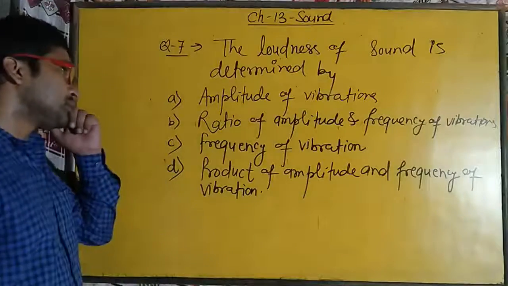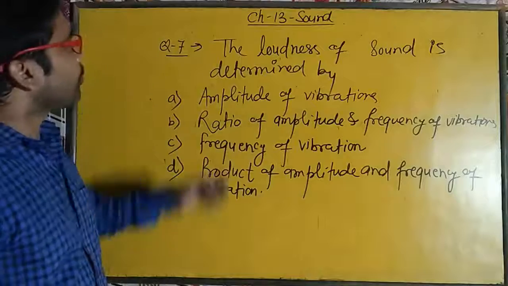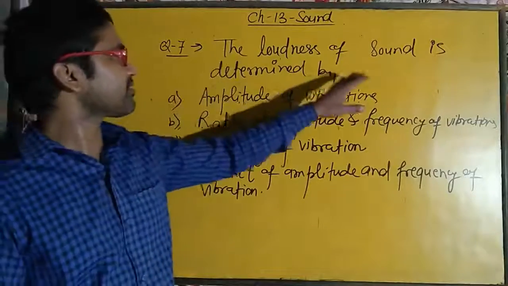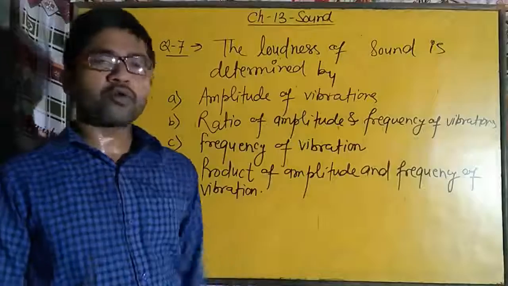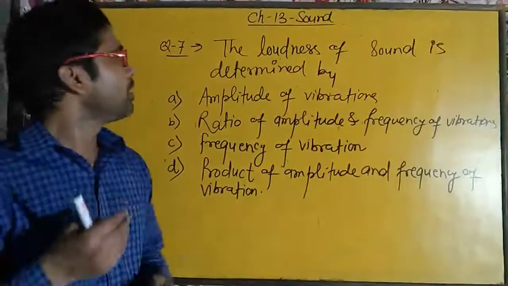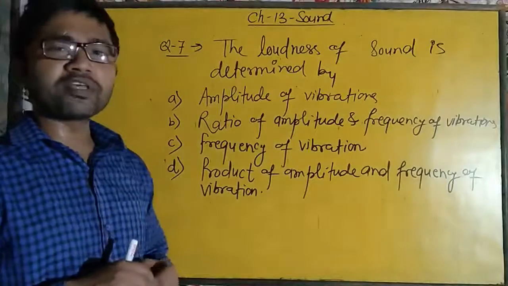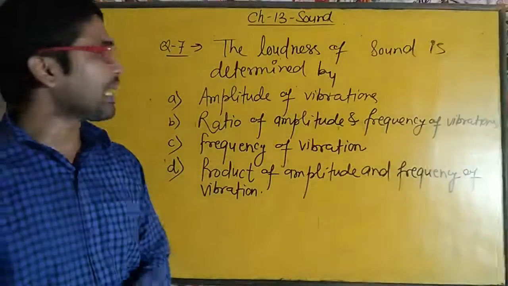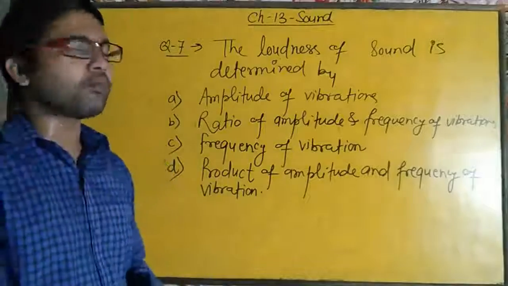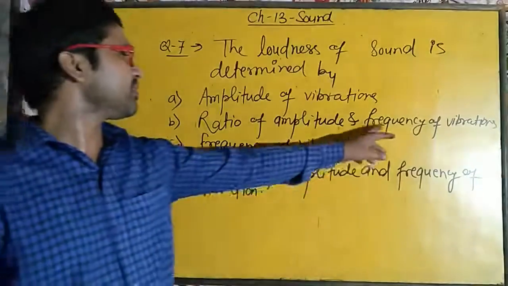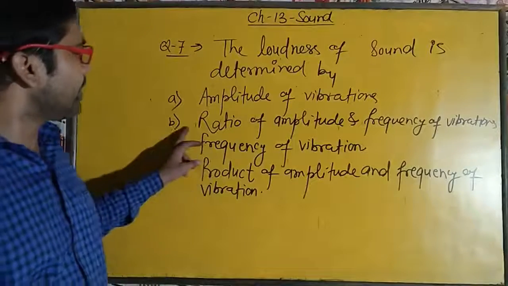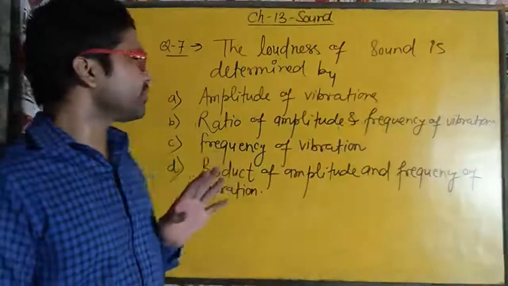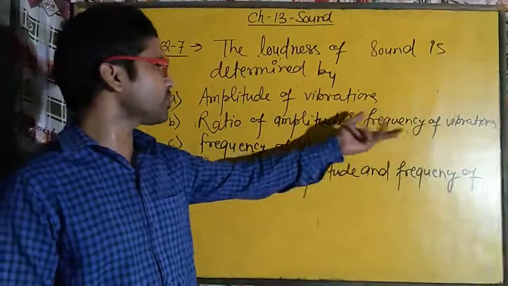Okay, so students, now the question is written on this board and you can see this one on your screen, and the question is, the loudness of the sound is determined by. If you want to answer this question, you should recall the concept about loudness which we have learned in this chapter. If you consider loudness, you will find that the loudness is directly related to the amplitude of the vibrations. Yes, it is not related to the frequency. So you can see in option A it is amplitude, in option B ratio of amplitude and frequency, because the loudness is not related to the frequency, so this option cannot be correct.